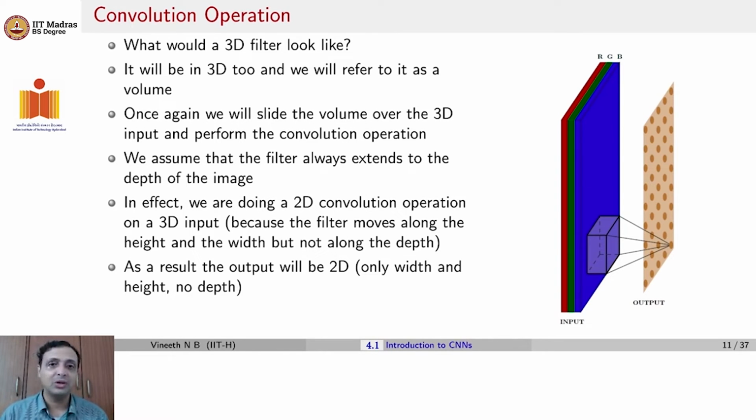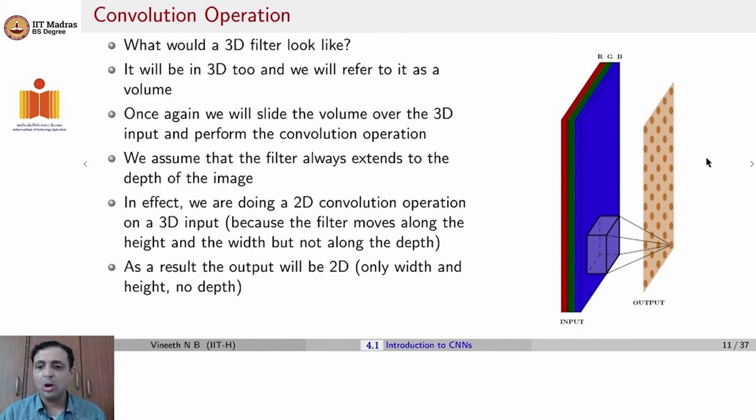When you did 1D convolution with a 1D filter on a 1D signal, you got a 1D output. When you took a 2D filter on a 2D input, an image, you got a 2D output. Now we are taking a 3D filter on a 3D input, and our output now is not 3D but 2D. And why is that so? Because the depth of the filter is the same as the depth of the input.